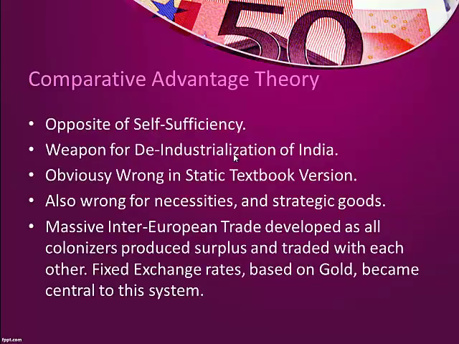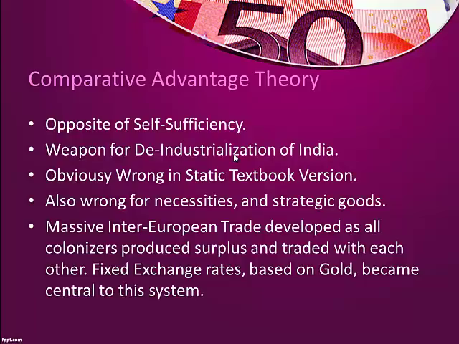So this comparative advantage theory was invented as a part of the weapons of colonialization and deindustrialization, because basically they said to India, and to all other colonies, that your job is to produce raw materials. Don't worry about creating industries, etc. That's our job. So everybody does what you're good at. You're good at producing raw materials.